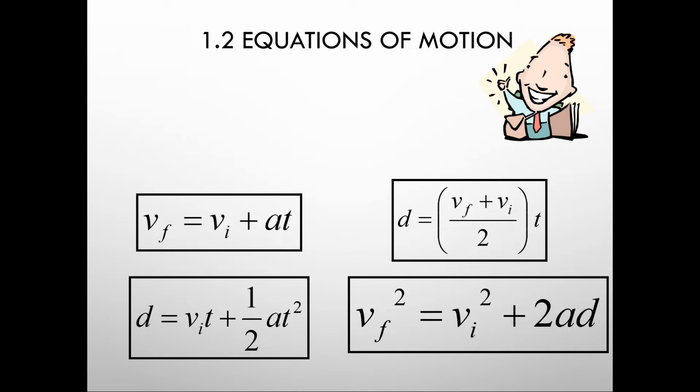So the first formula is telling us that the final velocity will be equal to the initial velocity plus the acceleration multiplied by time. In the other formulas, Vi and Vf stand for the same thing. A stands for acceleration, t for time, and d for displacement.